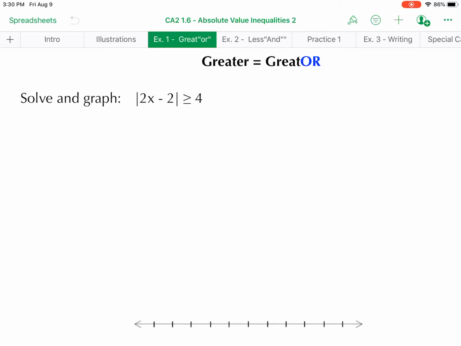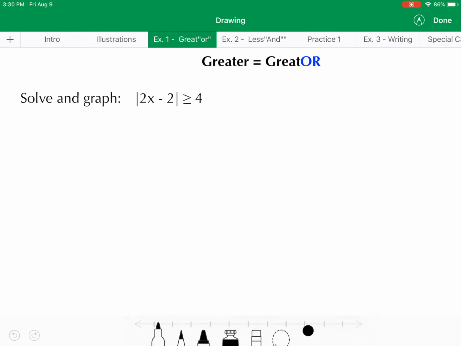Well, as we saw in the applet just a second ago, whenever that absolute value is greater than the constant, you're going to be able to rewrite this as an or compound inequality. Okay? So I want you to think of greater as great or. It's an easy way to remember this. Okay? We'll solve these similar to how we solved absolute value equations. We have to set up two cases.